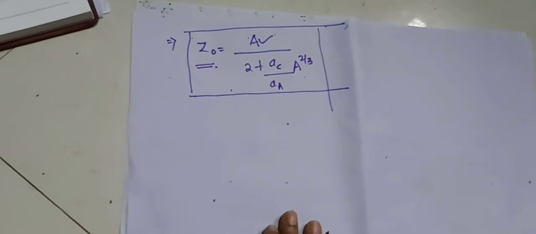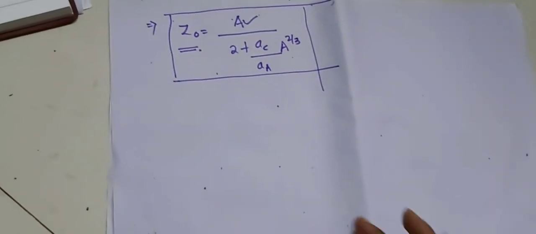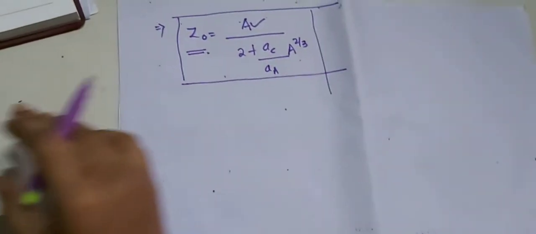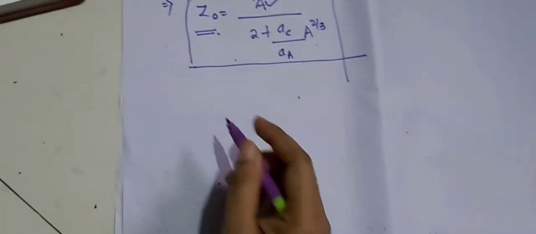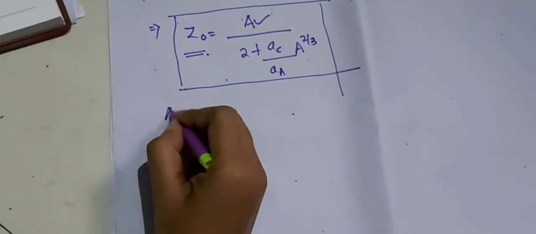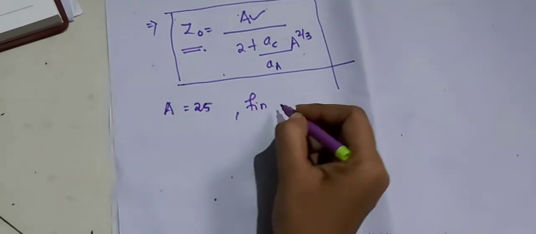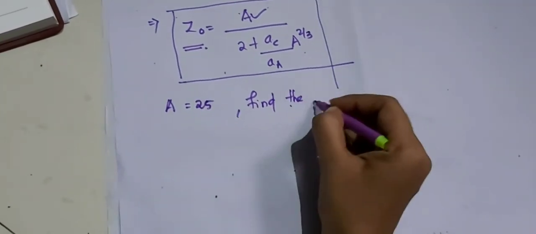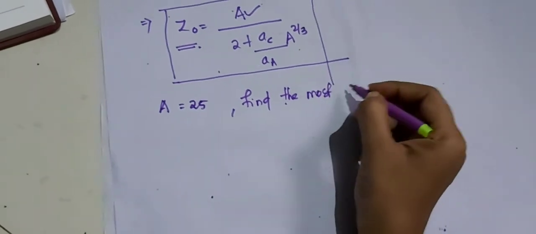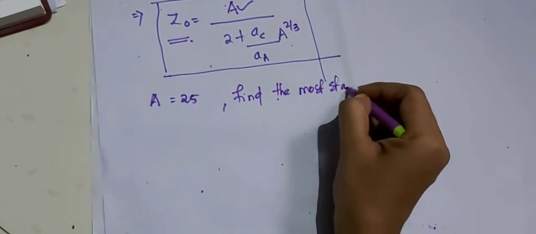Okay, so I am doing two examples to find out the most stable nuclei, and one more I will do for the Z by A ratio, which was in the last previous year NET question. So the question is, for A is equal to 25, find the most stable nuclei. A is given, we have to find the most stable nuclei.